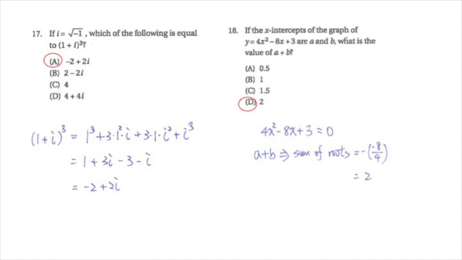Question 18, it says the x-intercepts of y equals 4x squared minus 8x plus 3 are a and b. We're asked to find a plus b. That is equal to asking us to find the sum of the roots for the equation 4x squared minus 8x plus 3 equals 0. So when we have this equation, a plus b, which is the sum of the roots, equals negative (negative 8 over 4), which equals 2.